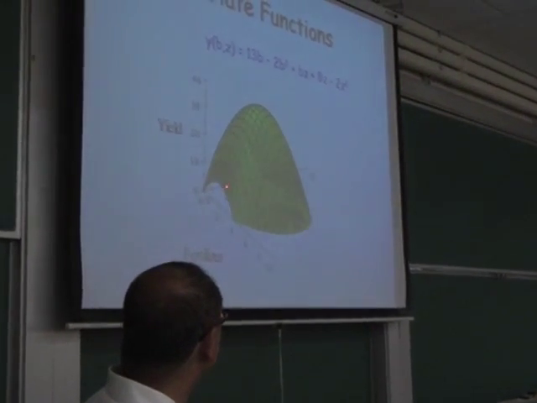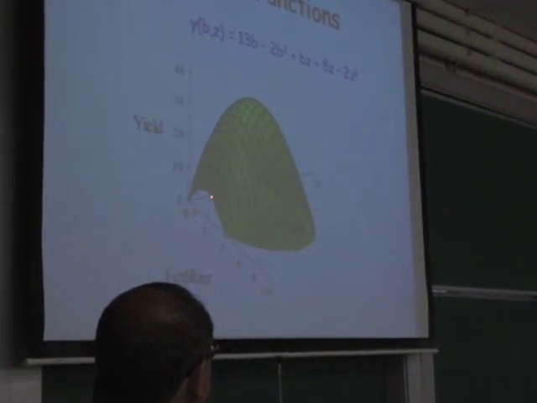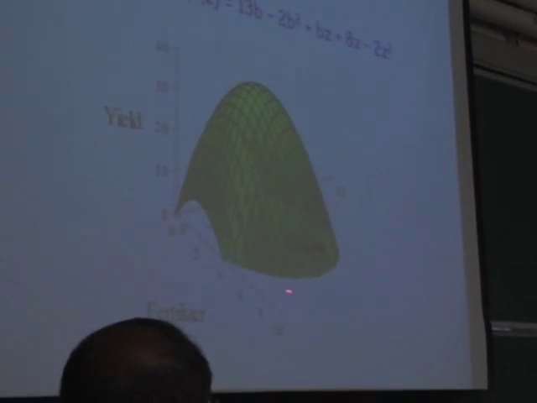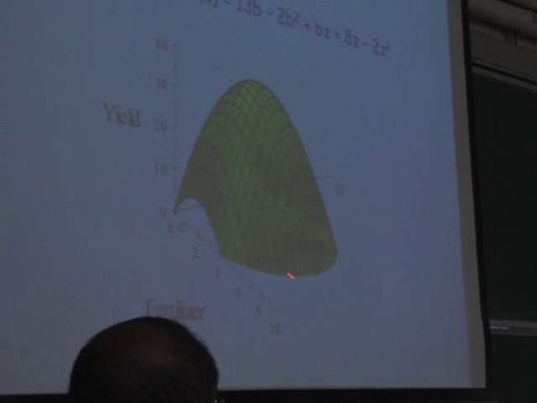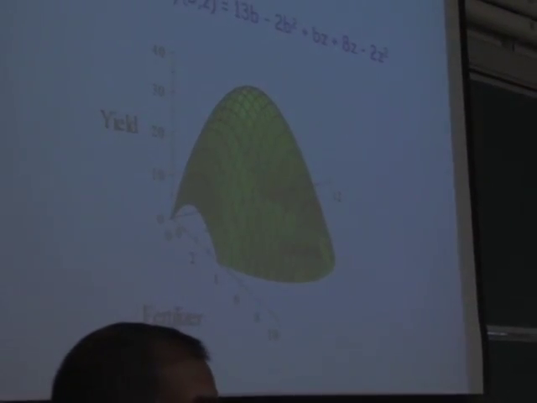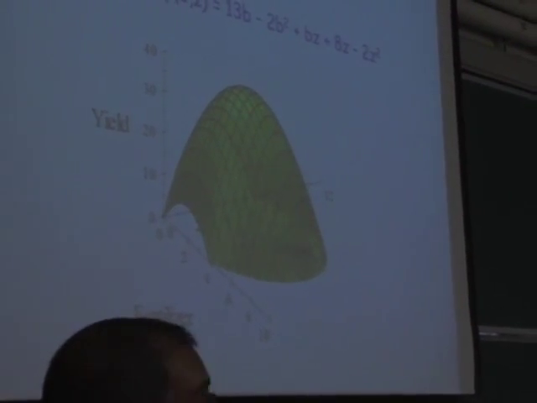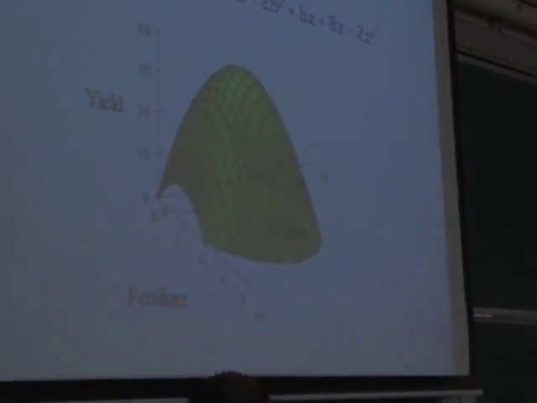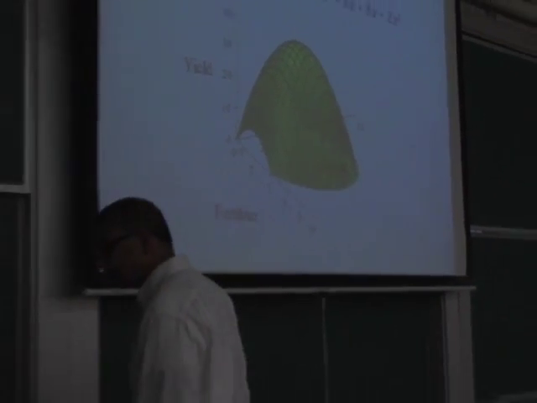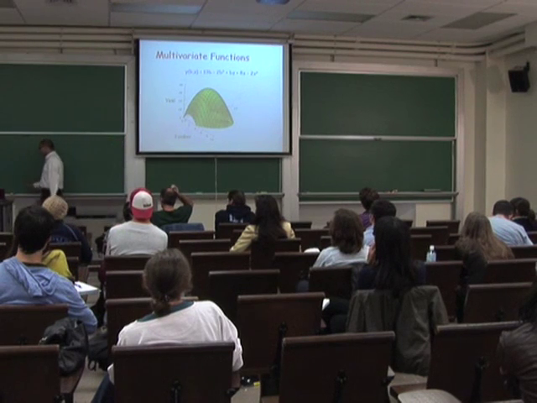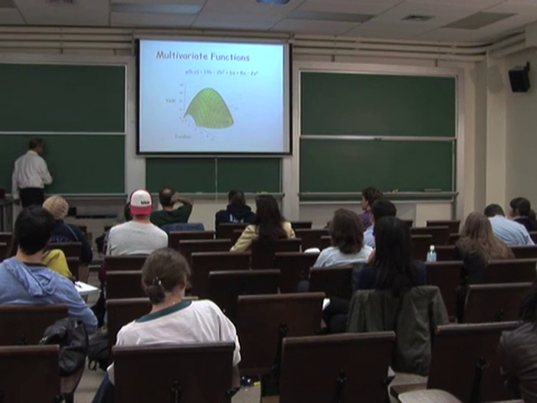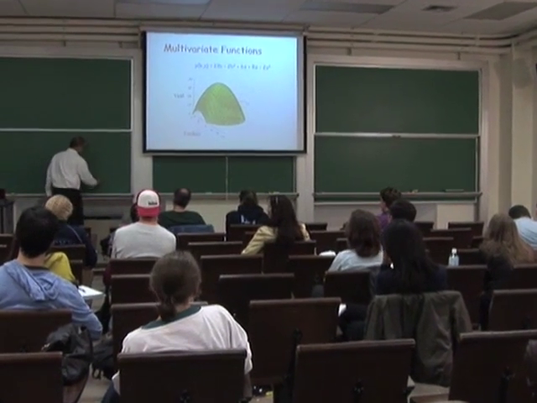Holding labor constant at 2 means that you're looking for a cross-section of this surface that goes along this line, okay, with B equal to 2. And if you're looking for a cross-section, you will be able to display it on a 2-dimensional surface.